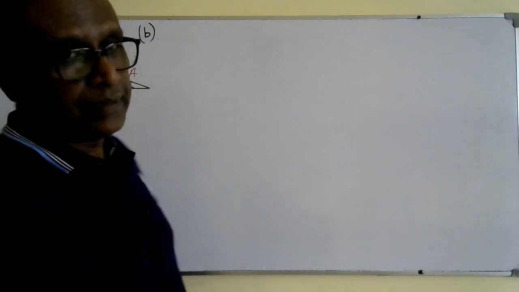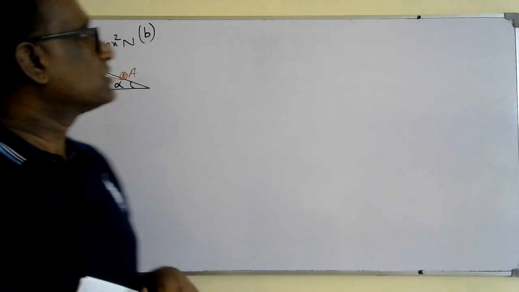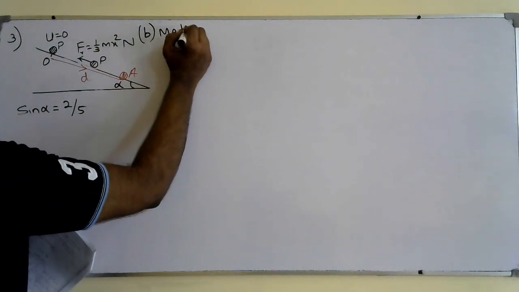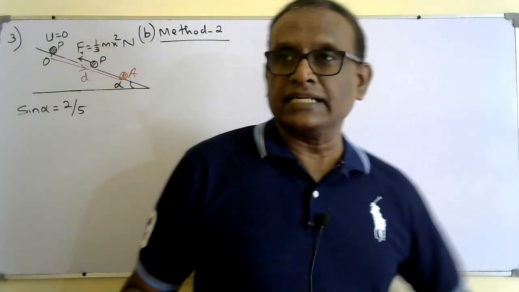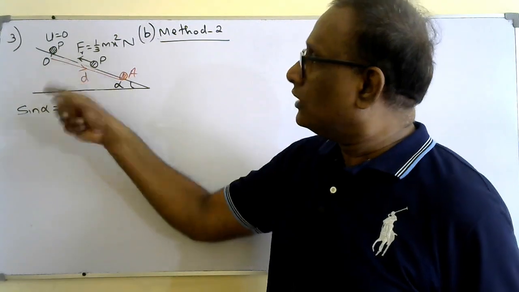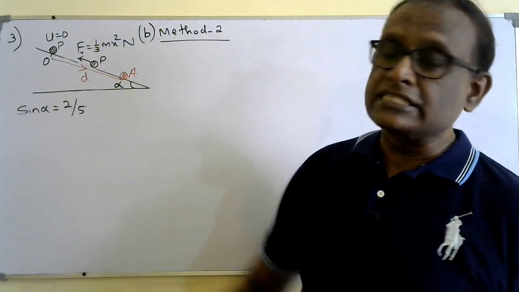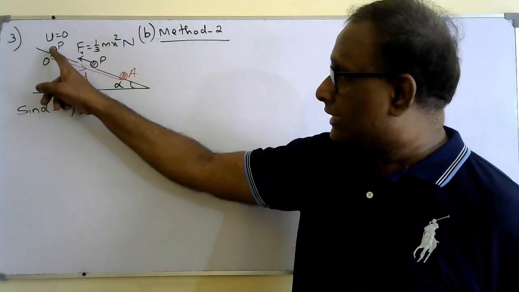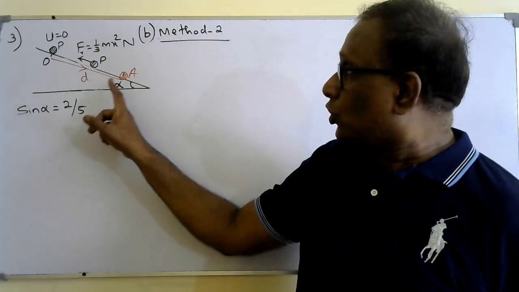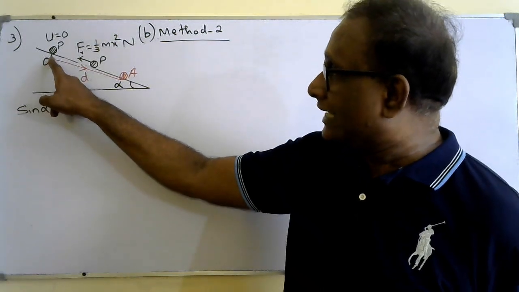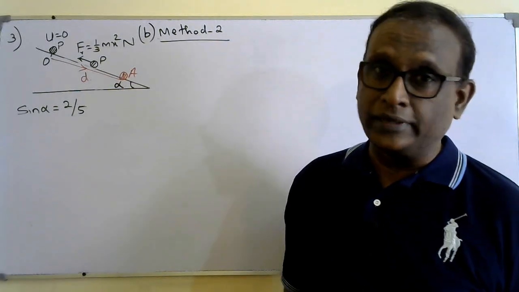Okay, question number 3, part B, method 2, that is based on energy equations. So what's the energy equation? The particle was released from rest. When it moves down, as I said in the first method, the particle's speed will increase. Speed increasing means its kinetic energy is increasing, and as the particle is moving down along the slope, its gravitational potential energy is decreasing. We consider the motion from the initial point O to A, the point at which it comes to rest again, momentarily.